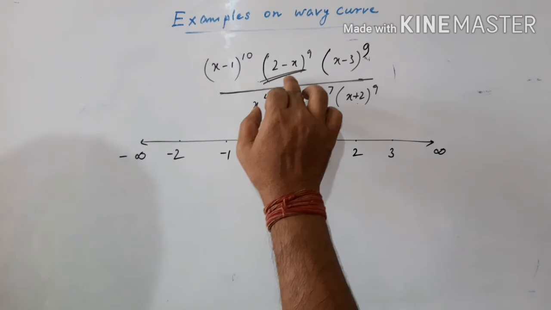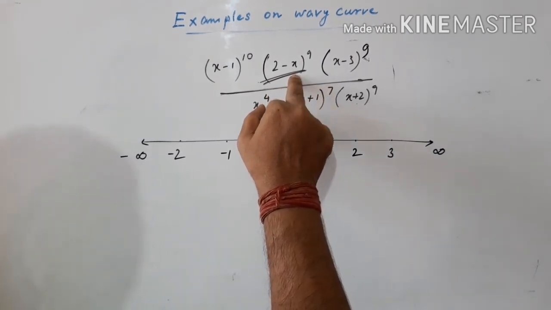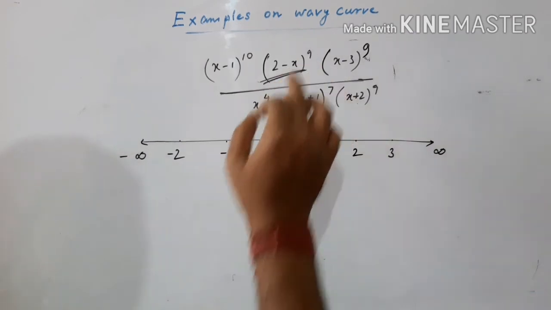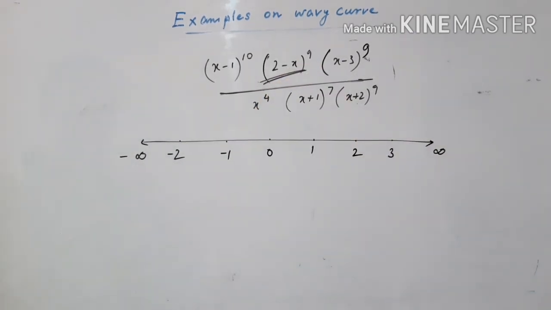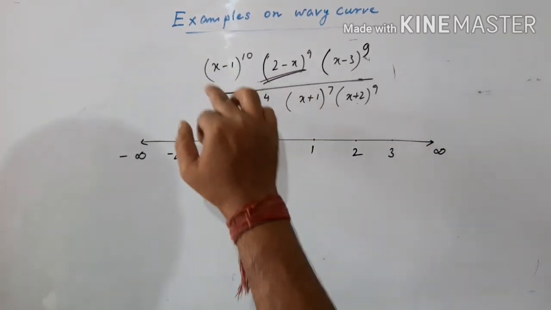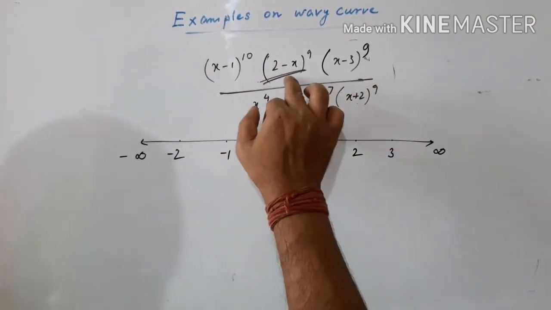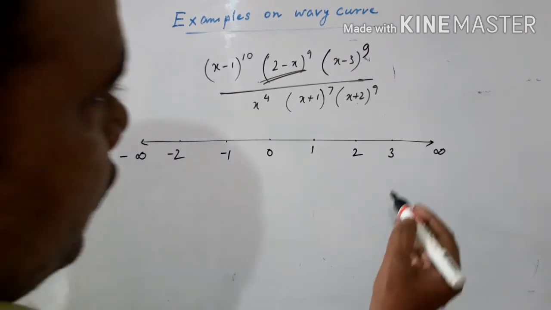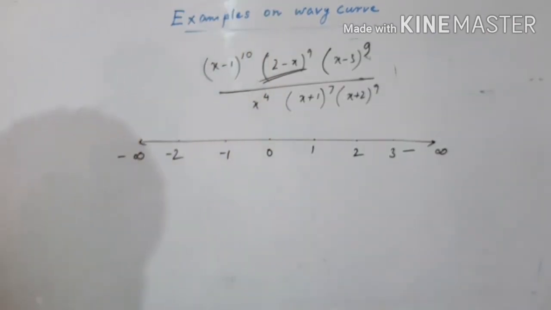Clear? And if we put any value greater than 3, so 2 minus that value is negative, and negative is occurring with an odd power. So the value of the expression is negative. So all the factors are positive and this one is negative. So altogether the expression will give you a negative value at the right of 3. So here I am putting a negative sign.